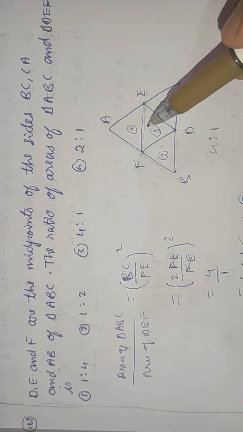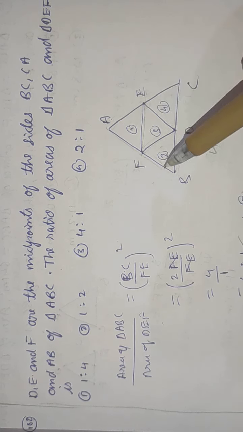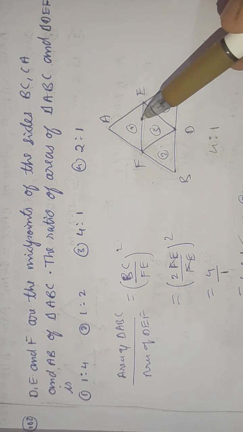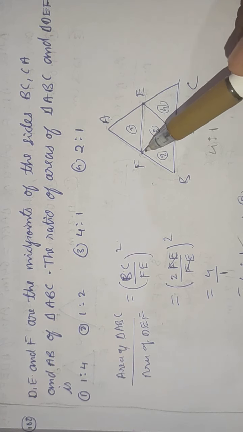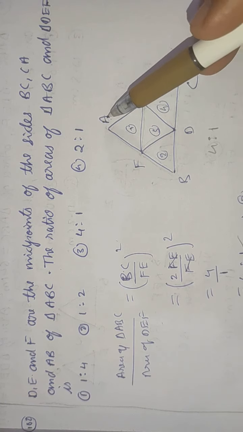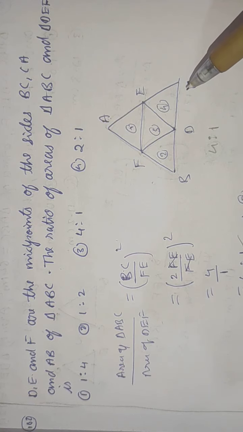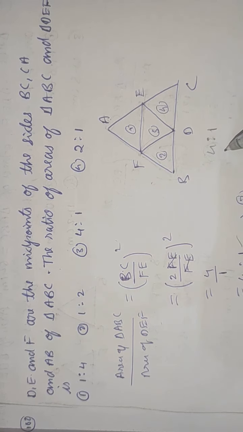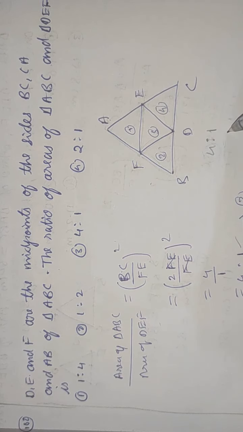So when we join the midpoints of all the three sides, we split the triangle ABC into four equal parts. So the smaller triangle, that is one of the four triangles, will be 1/4 of the complete triangle ABC. So therefore the ratio will be 4:1.